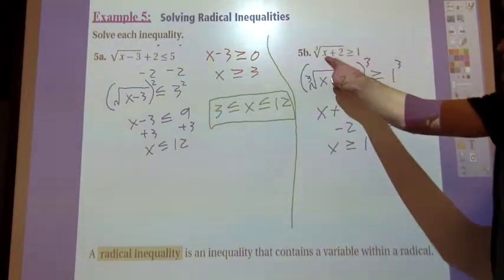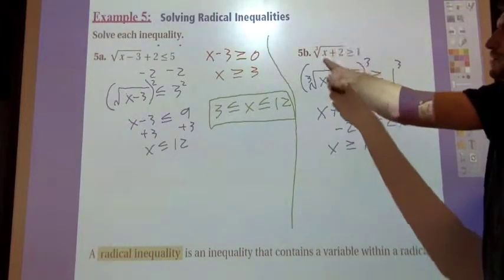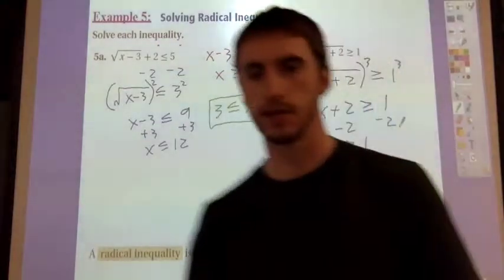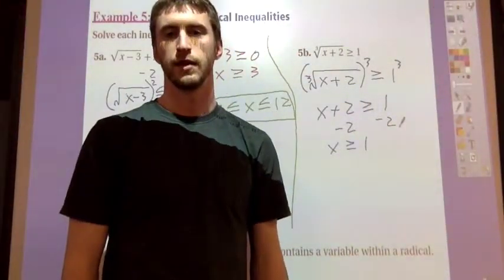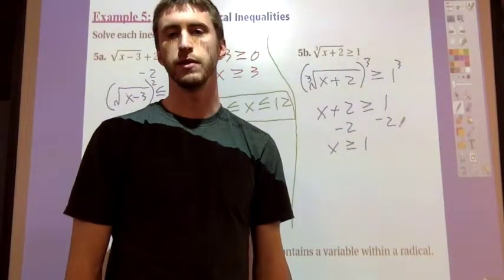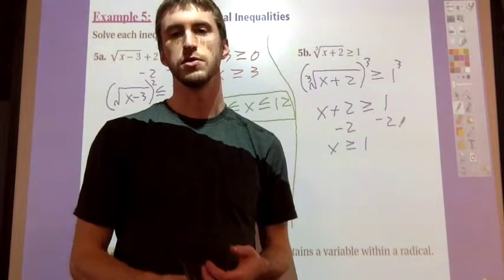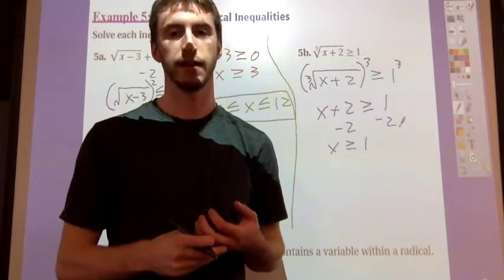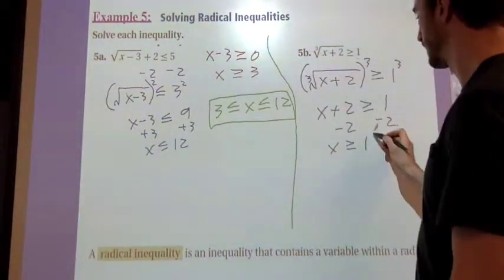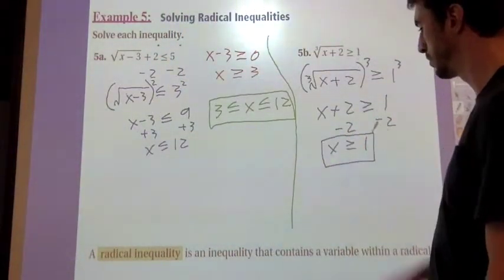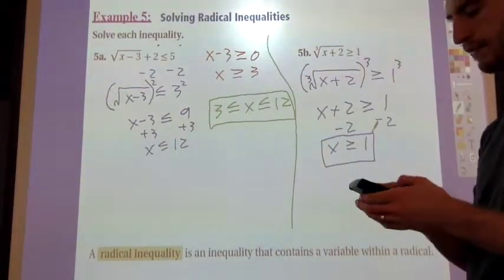Now, do I need to set this radicand so that it is greater than 0? If it's a cube root, can you take the cube root of negative numbers? Yes, you can. The cube root of negative 8 is negative 2. So you can take the cube root of negative numbers and positive numbers. So this is simply your answer. There's no other critical point, and your answer is x is greater than or equal to negative 1, and I'll show you on the graph.